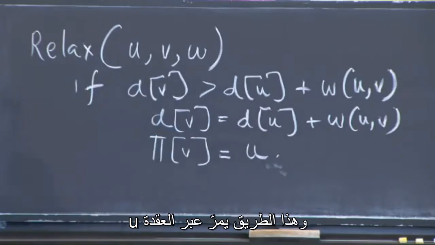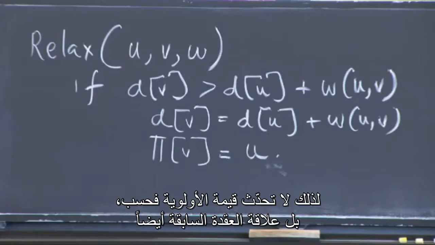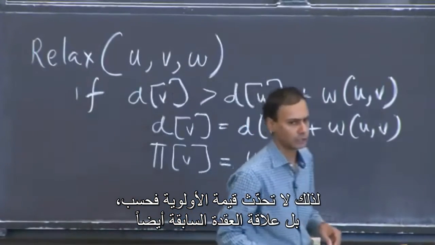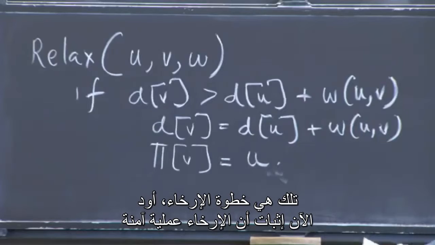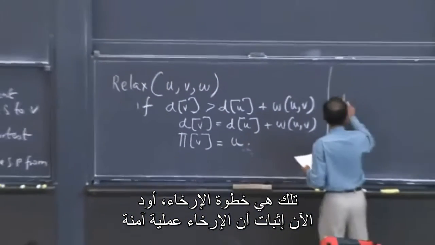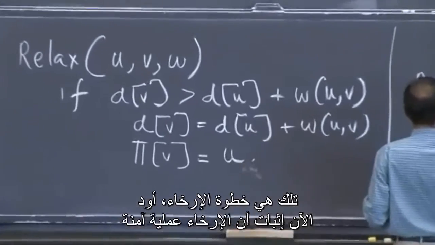And this way happens to be going through the vertex U. So you update not only the priority value, but also the predecessor relationship. All right, that's the relaxation step. Now, I want to be able to show that relaxation is safe.